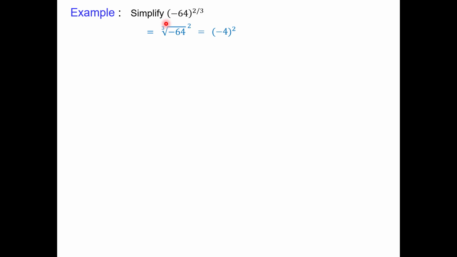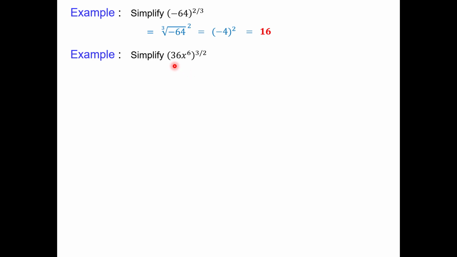Okay, so cube root of negative 64 is a real number because there is a real number, negative 4, that multiplies 3 times to get you negative 64. So you simplify the cube root first, and then you can square it, and we're going to get 16. So negative 64 to the 2/3 power is just 16.